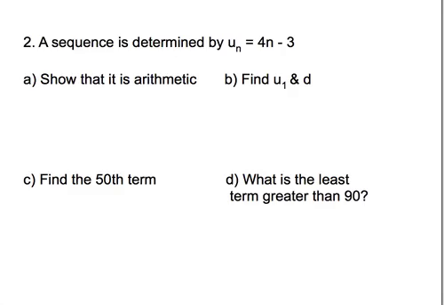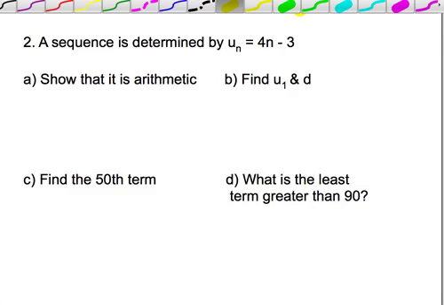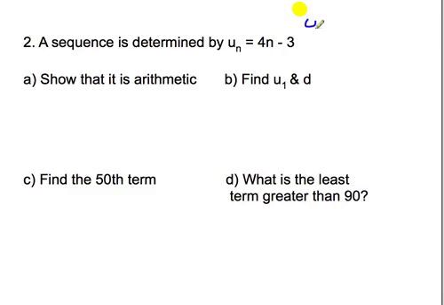So what you do in this case is basically you subtract successive terms. You take u sub n plus 1, that's the next term, minus the current term, which is u sub n. And if you get a constant number, then you have a common difference and you have an arithmetic sequence. So we're going to take u sub n plus 1 minus u sub n and see if you get a constant number.